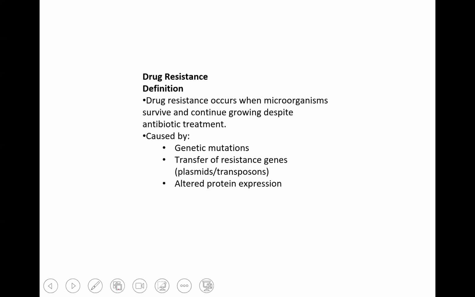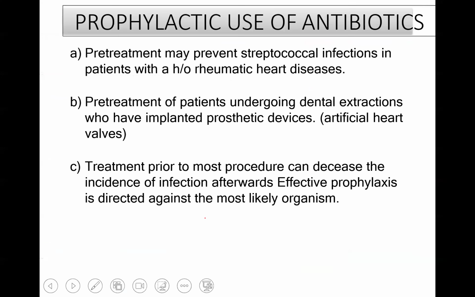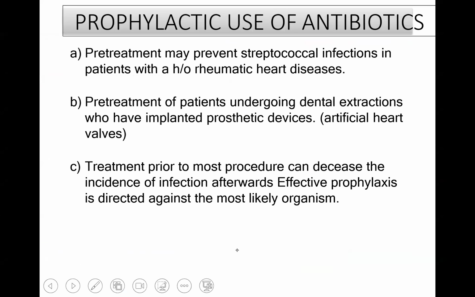Then we will go back where we were. We were here. So we were talking about the broad spectrum antibiotics, right? Next, prophylactic use of antibiotics. Antibiotics are not only used for infections, rather they can be used for prophylaxis. We can pre-treat to prevent streptococcal infections in patients with a history of rheumatic heart disease.